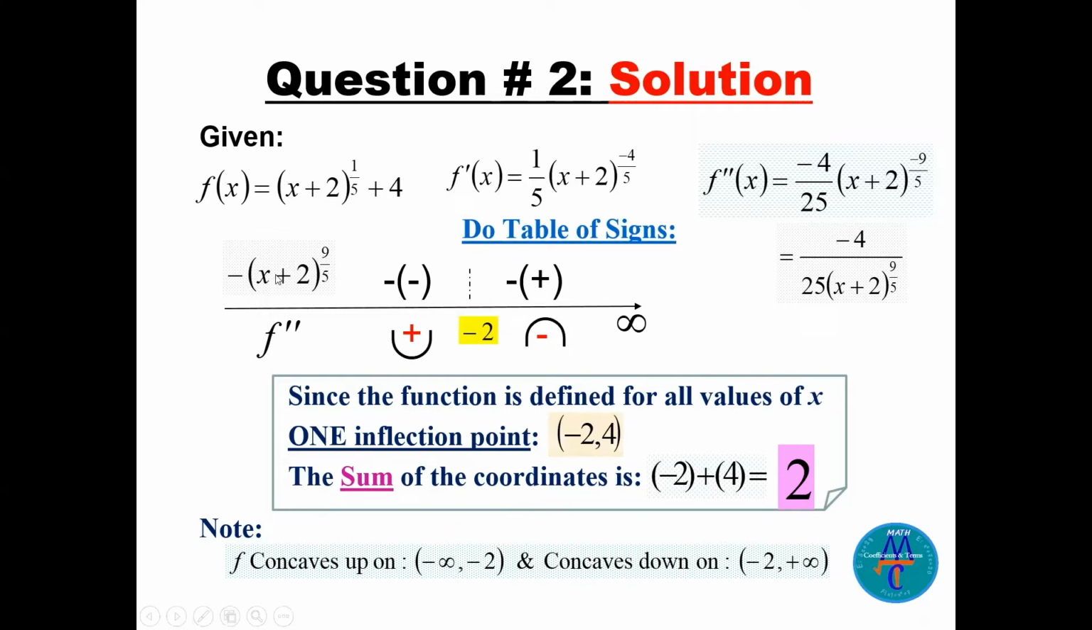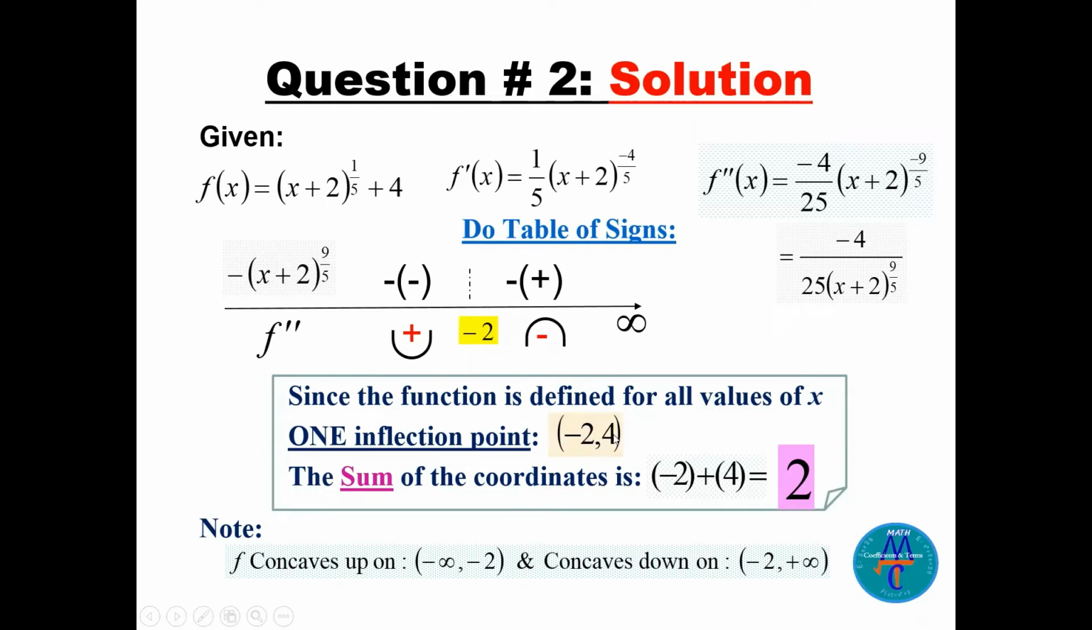So we replace it here in the x plus 2, any number, maybe 7 to the power 9 over 5, that's a positive number inside the bracket. And there is a minus outside, so that's a negative. F double prime is negative. So it concaves down, and this is concaving up. So we have a change in the concavity. So we have at minus 2 an inflection point.